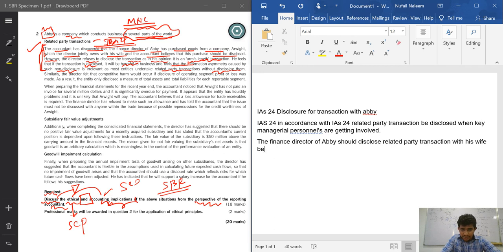Now this is how you score marks, because he is a key managerial personnel of Abby, and his wife is a family member.